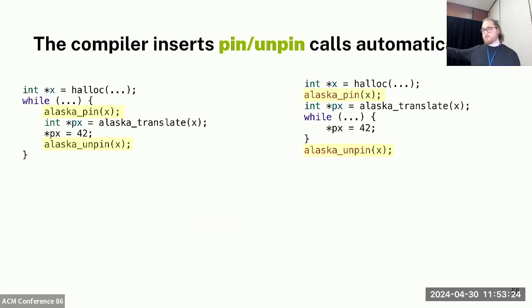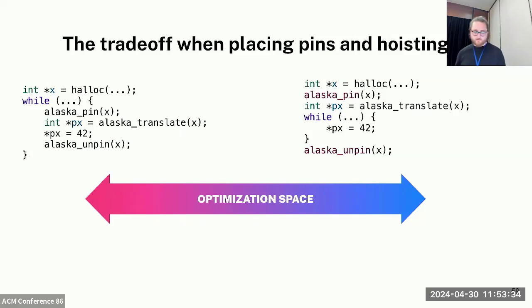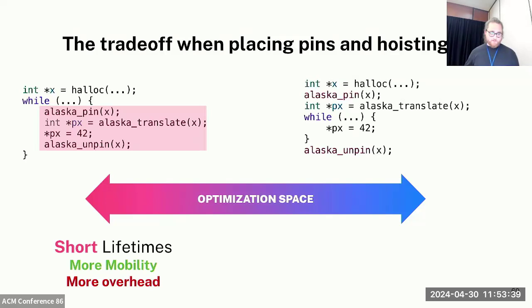And we have a lot of techniques. All of this is very similar to read and write barriers in garbage collection. We can elide a lot of these in the real world, which saves us a lot of performance. But what this gives us is a bit of a trade-off, right? While on the left, we have short lifetimes.